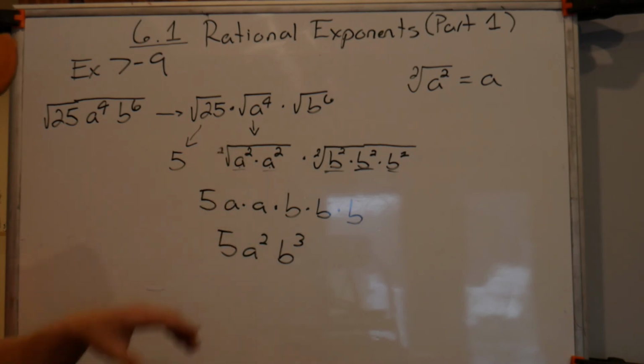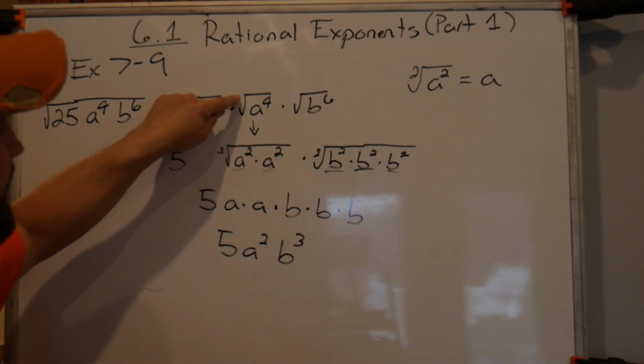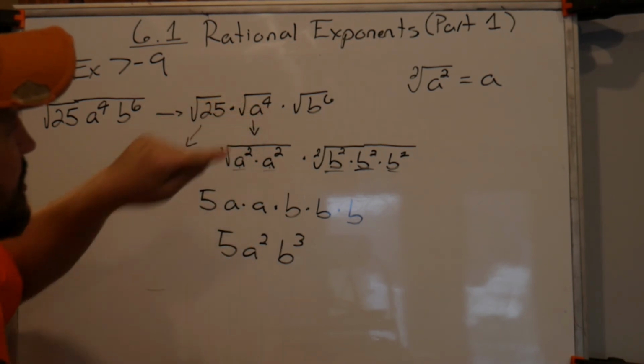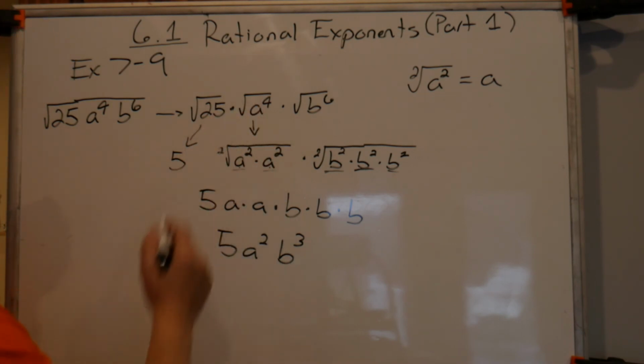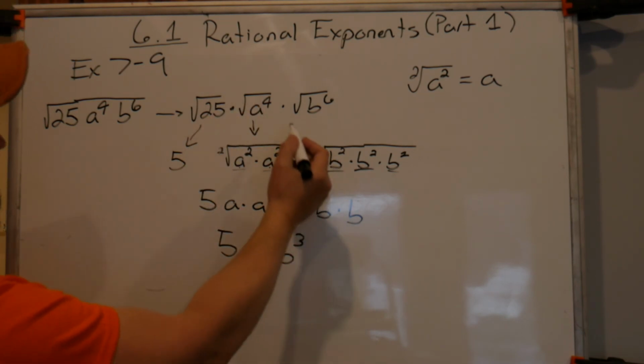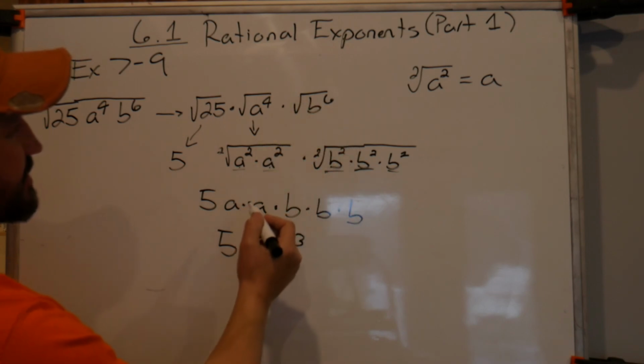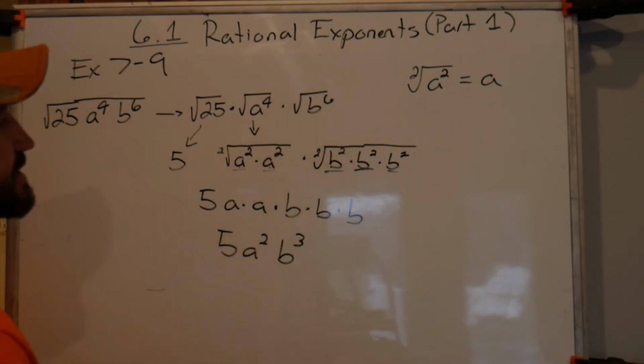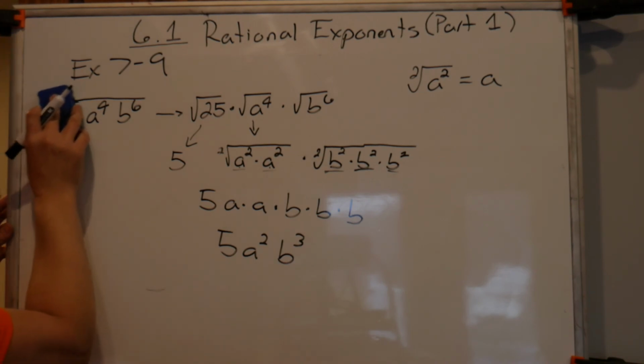The simpler way to look at it is to say, how do I make the index equal the exponent? 2 times 2 is 4. I got 2 of them. How do I make the index equal the exponent? 2 times 3 is 6. So I bring out b to the cubed, or b cubed, sorry.